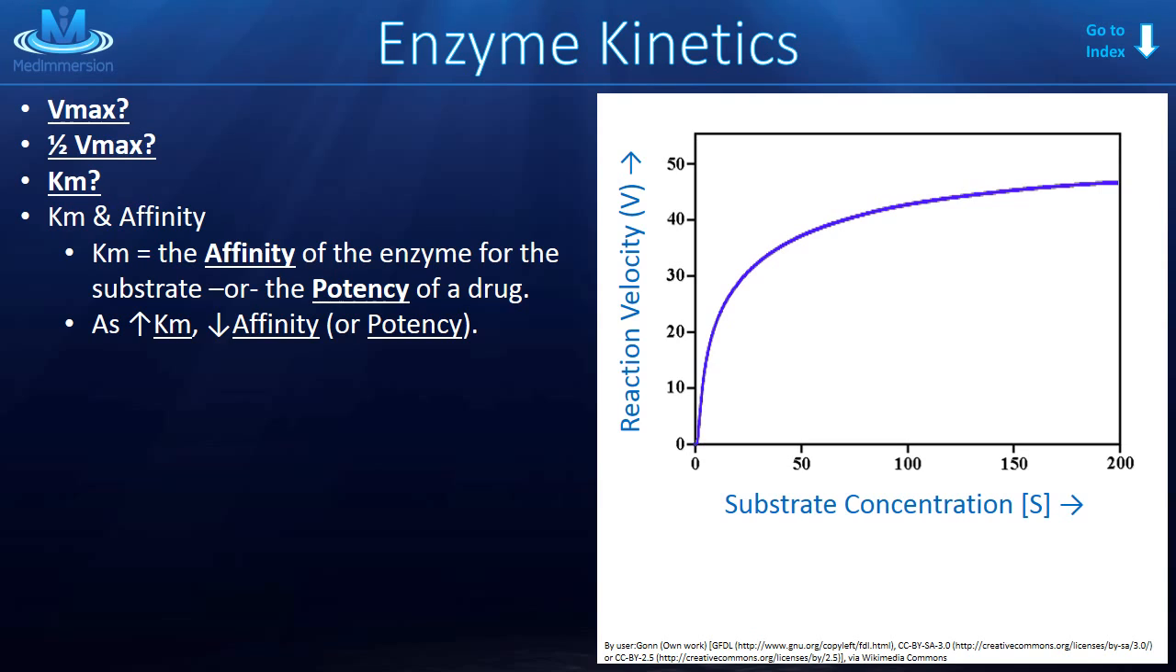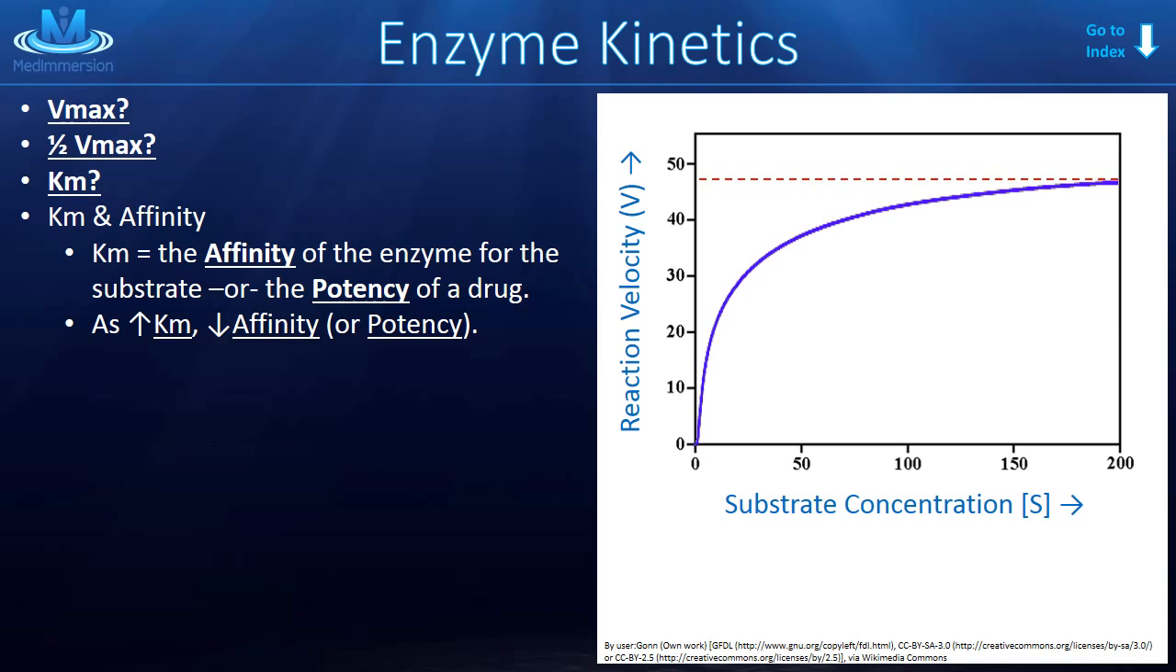What is Vmax and where is it on this new graph? It is a line that intercepts the y-axis. It is a reaction velocity or a rate, and it is placed such that our curve or our graph never quite reaches it. It approaches it but never quite reaches it. What about half Vmax?